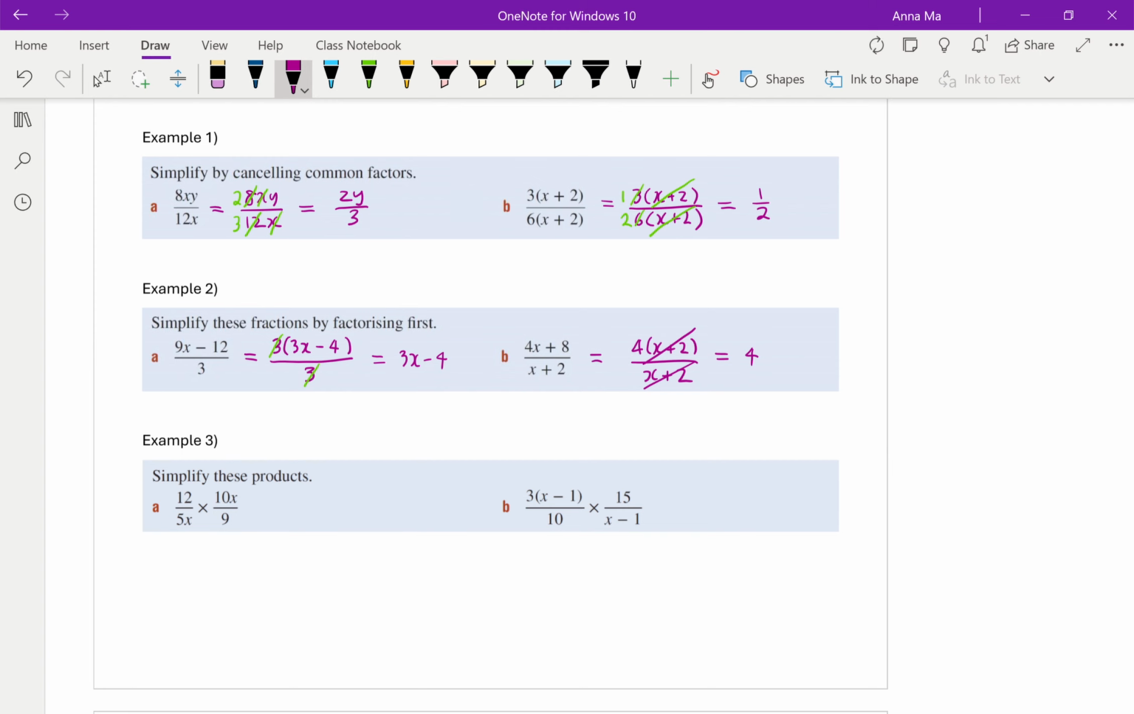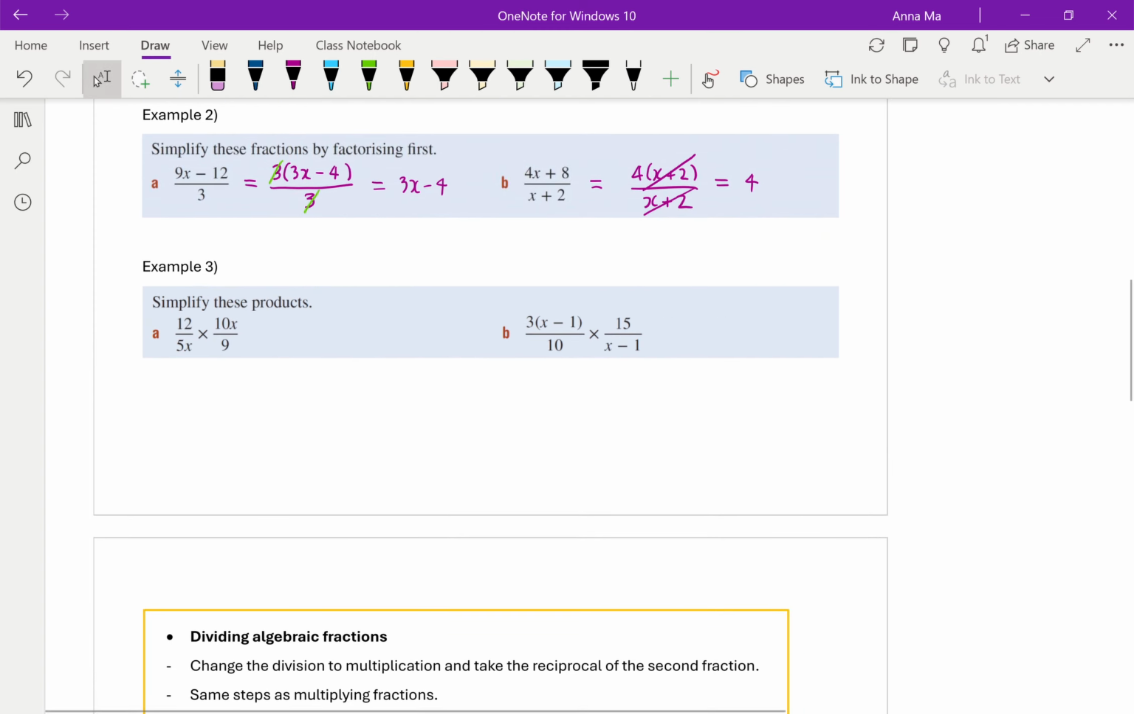Example 3. For this one, same thing. I would cancel out first. Now, if you read the notes above, it says cancel out what's on the numerator with the denominator. So you can't ever cancel out across. It's only one from the top, one from the bottom.